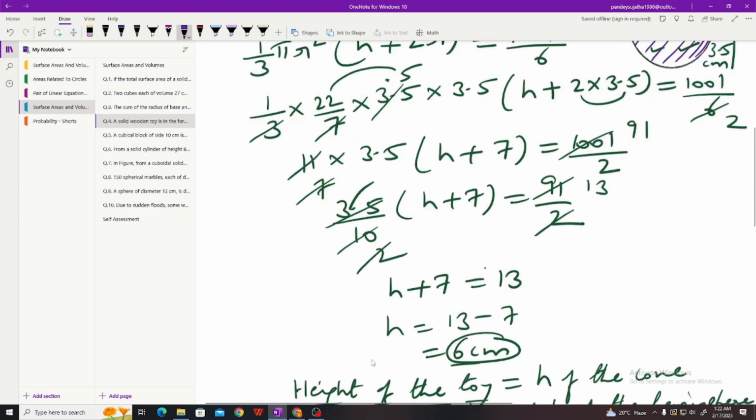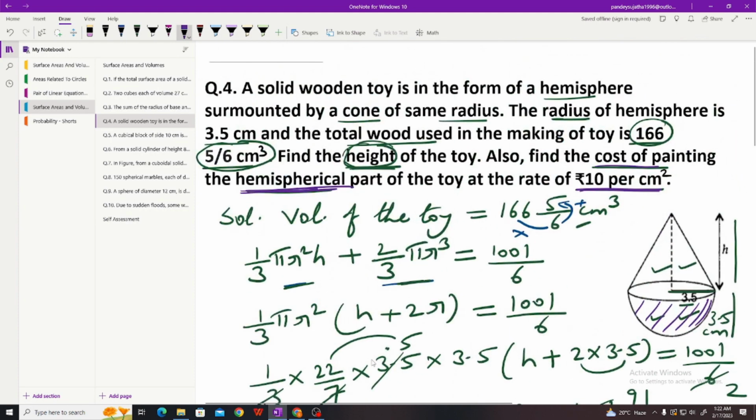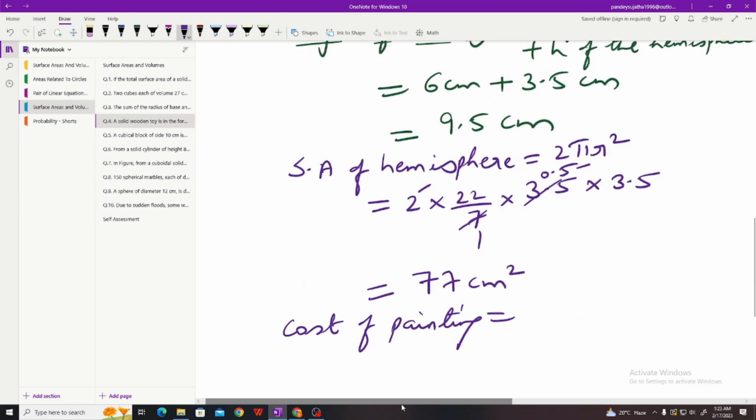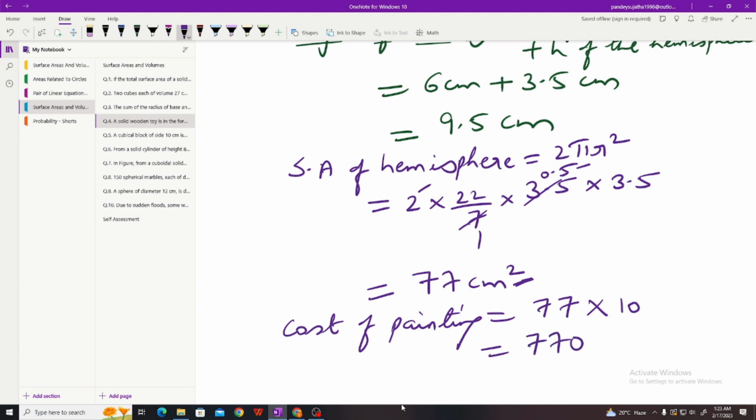So the cost of painting, since the cost of painting is given here as rupees 10 per centimeter square, where the area is 77, so the curved surface area of the hemisphere is 77, and the cost of painting is rupees 10 per centimeter square. So it will be 770 rupees. So this is the cost of painting the hemisphere. Let's move to the next question.